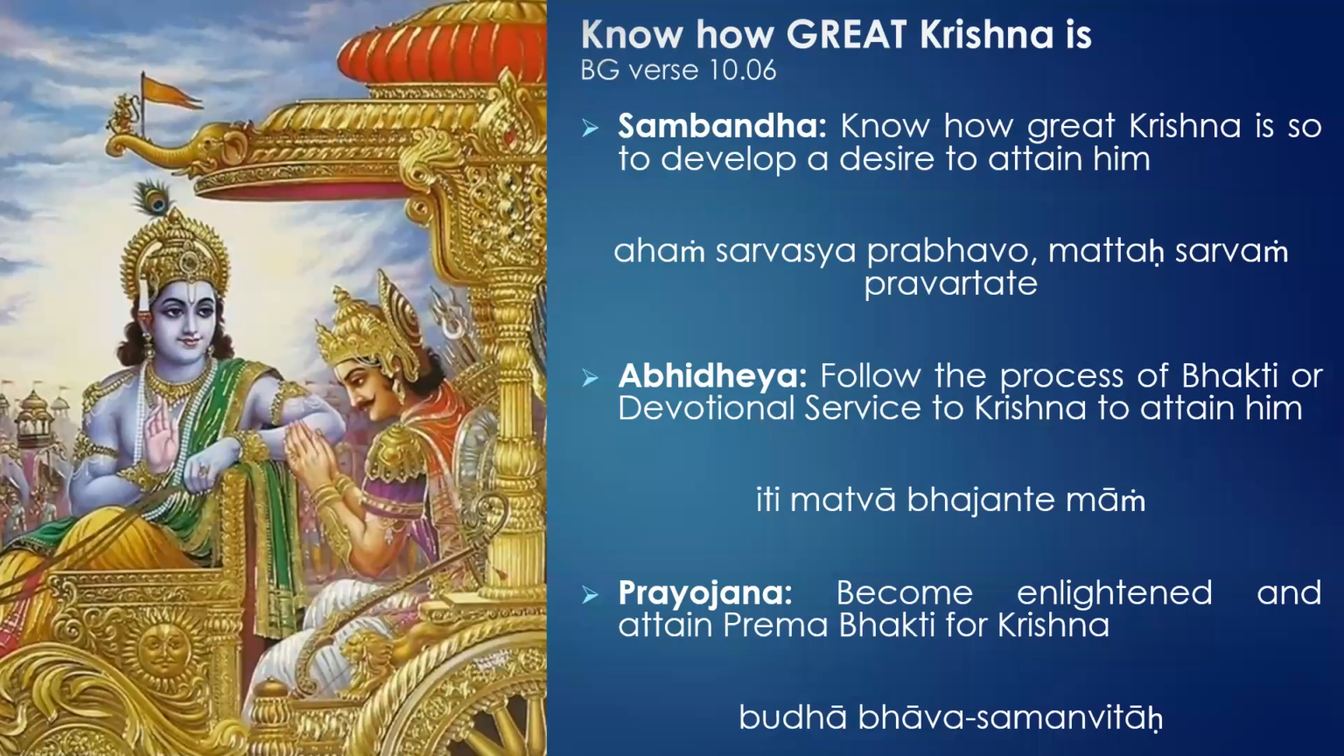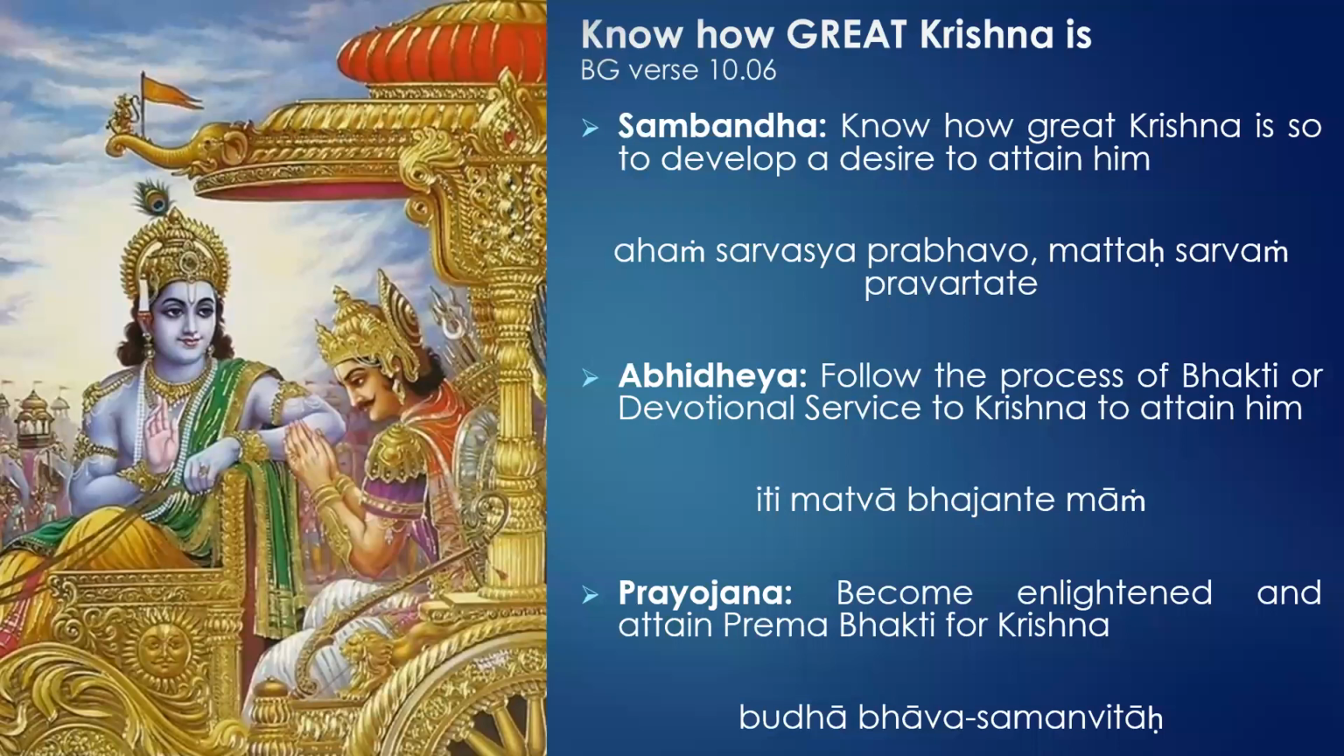So he becomes the object of desire, because anybody who has so much supremacy naturally becomes attractive, and obviously he attracts the attention of all the souls. That's very natural, and hence the soul wishes to have a relationship with that object. What is the abhidheya part of it? Follow the process of bhakti, or devotional service to Krishna, to attain him.